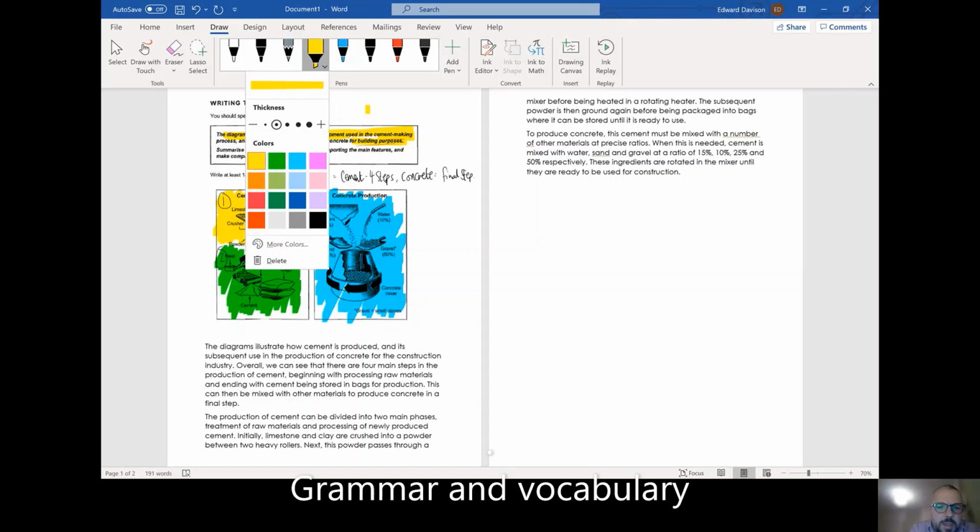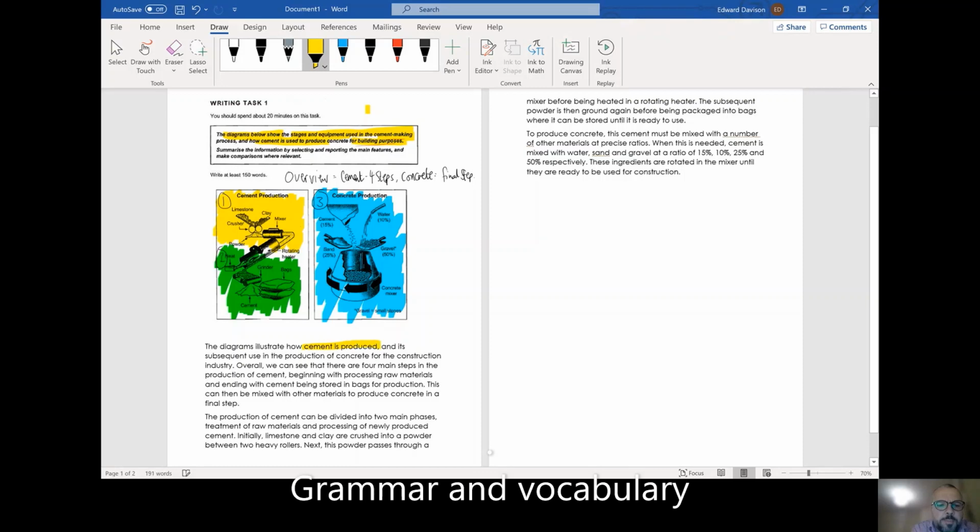Let's have a look at the examples of the passive voice here. Cement is produced. Cement being stored in bags. Be mixed. Be divided or can be divided. Are crushed. Being heated. Being packaged. Be stored. Be mixed. Is needed. Is mixed. Are rotated. Are ready. So you can see I've got loads of examples of the passive voice here.